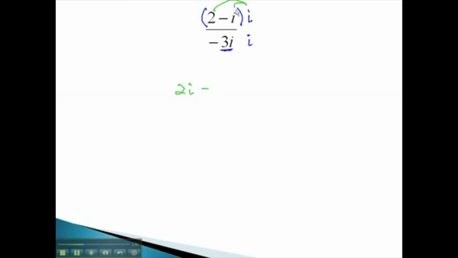minus i squared is -1. i squared being -1 will change the minus into a positive 1. Similarly, in the denominator, i times i is -1, and -3 times -1 is positive 3.